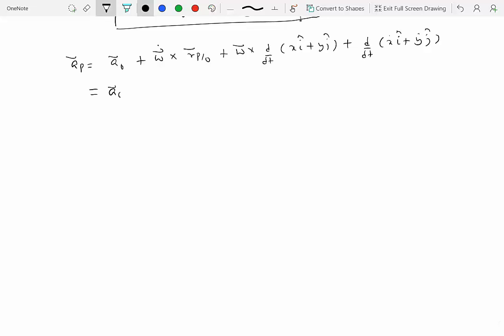So this is the acceleration of O. Omega dot is the rate of change of angular velocity, which we call angular acceleration.